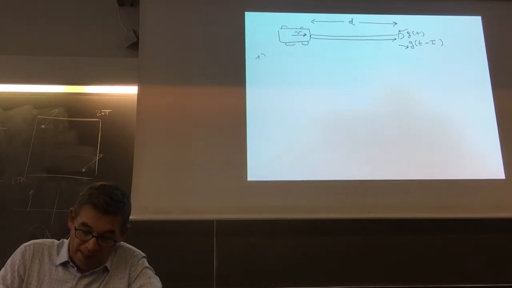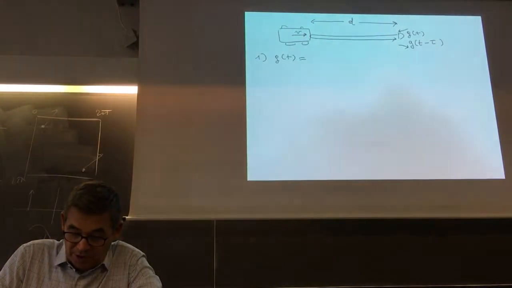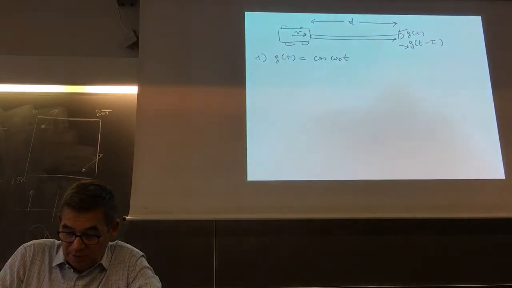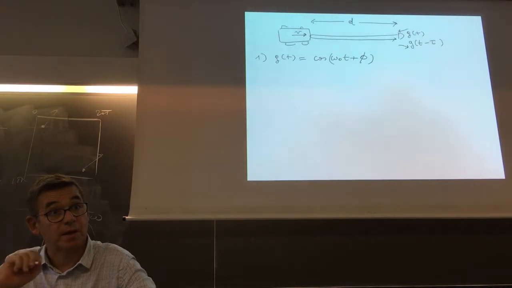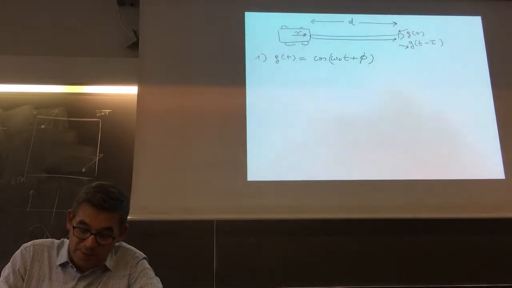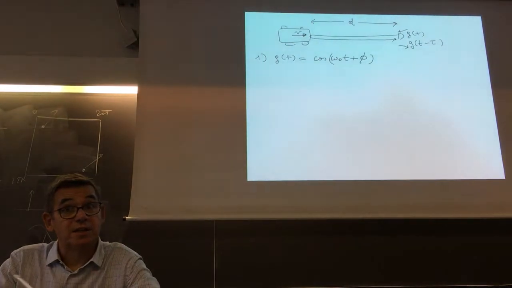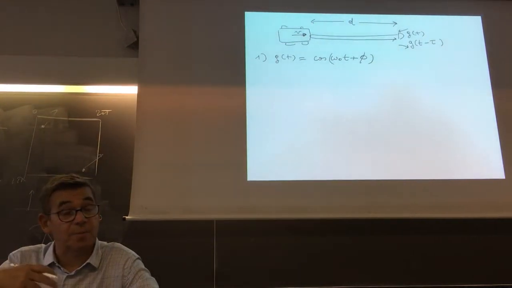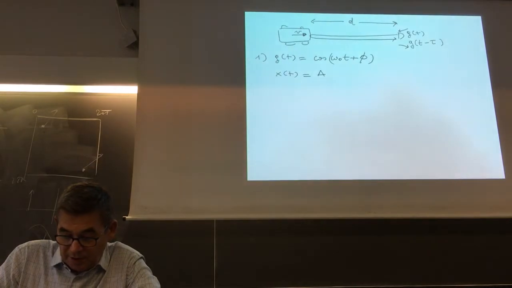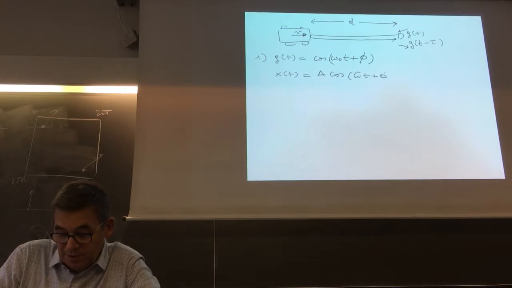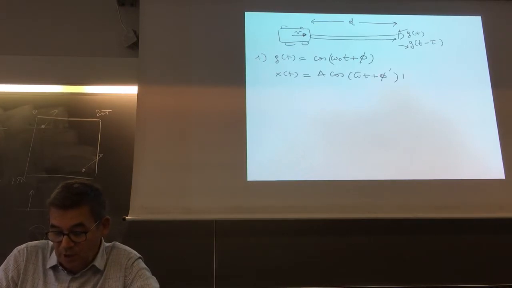Problem number one. g of t is equal to a sinusoid. So it's a cosine of omega 0 t plus a certain phase. So this is what I'm transmitting. Now, if the vehicle has a specific speed v, the signal that I get back, so what I measure, x of t, is equal to an amplitude times a cosine of omega hat t plus a certain phi prime, which is different from the previous one, plus noise w of t.